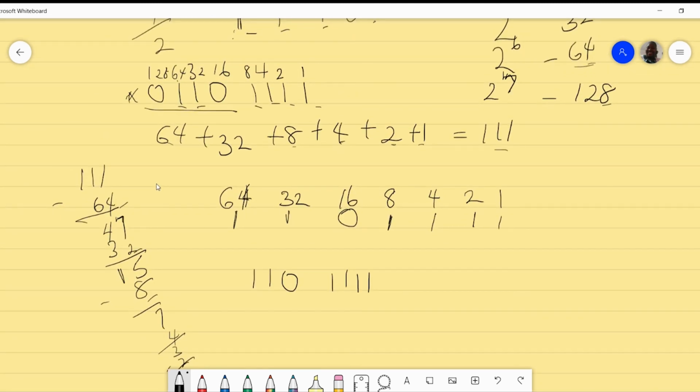Okay, so it's easy to convert from binaries to decimals and from decimals to binary. Thank you.